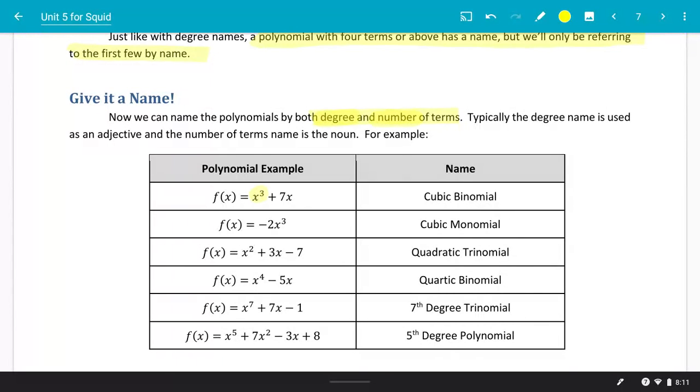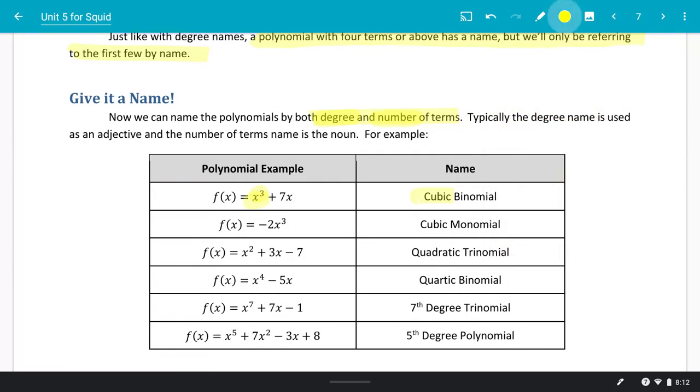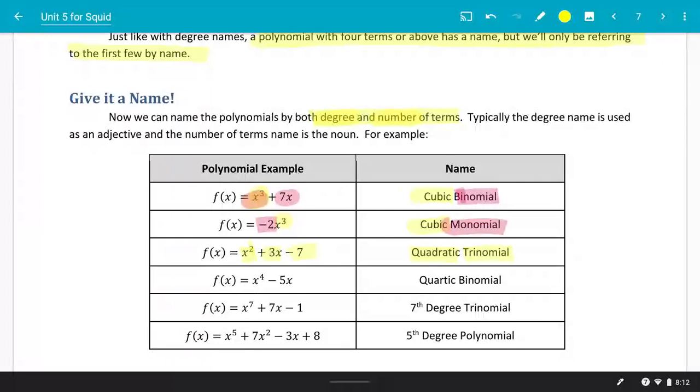So this is to the third degree, which makes it cubic, and then it has 1, 2 terms. Notice they're separated by that plus. Since it has 2 terms, it's called a binomial. This is to the third power, makes it cubic, and it only has 1 term, which makes it a monomial. Next one. It is quadratic. Why? Because it's the second degree. It has 1, 2, 3 terms, makes it a trinomial.